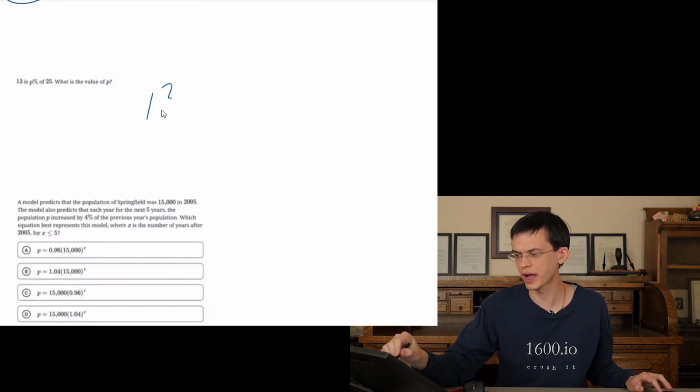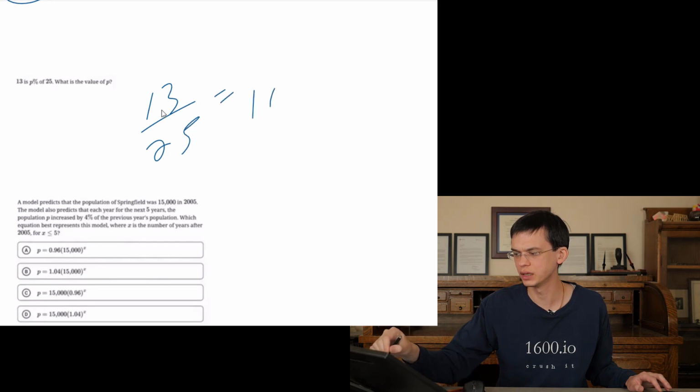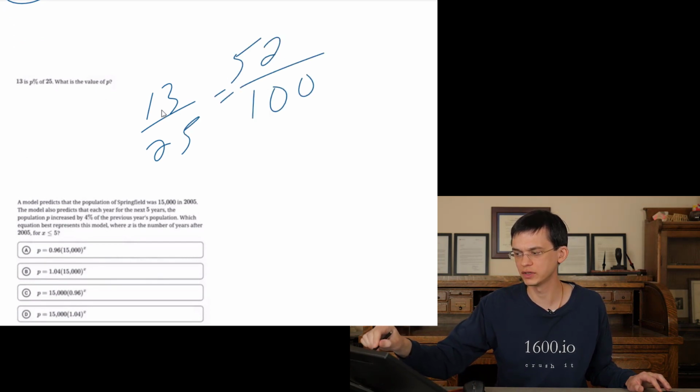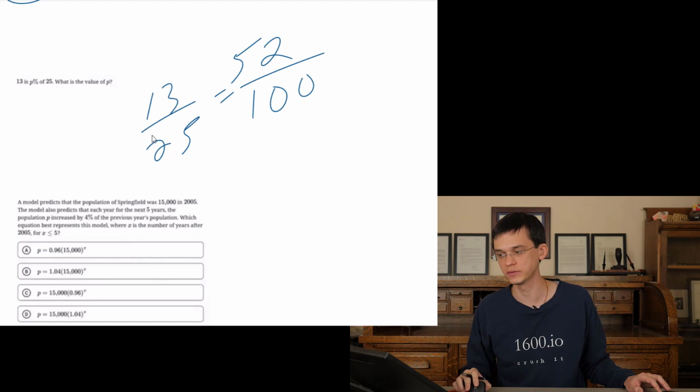13 is p percent of 25. So 13 over 25, if we multiply the top and bottom by 4, is going to be 52 over 100. So 52 is p, because that's 52%.